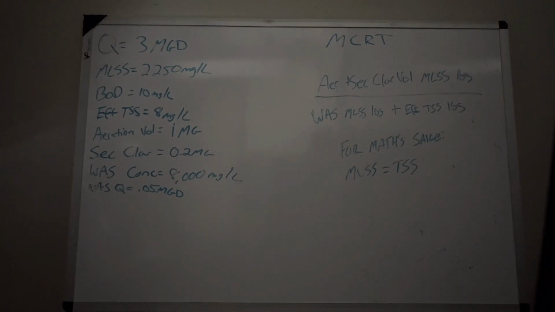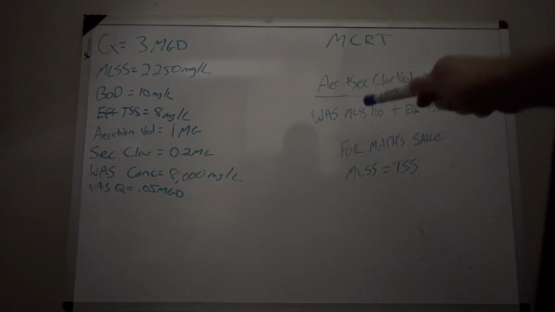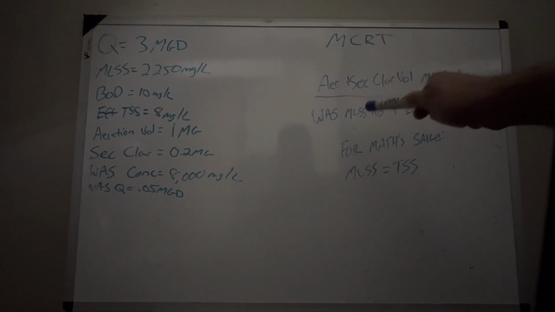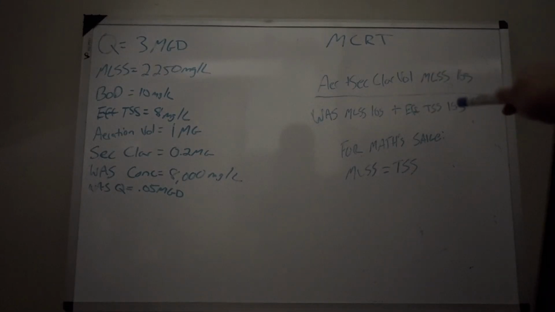So let's break this down real quick before we work the math out, and you can kind of see how this works. Okay, so you are going to divide the amount of MLSS in pounds in your entire secondary system by the MLSS leaving the system, calculated as pounds per day in WAS plus your effluent TSS in pounds.